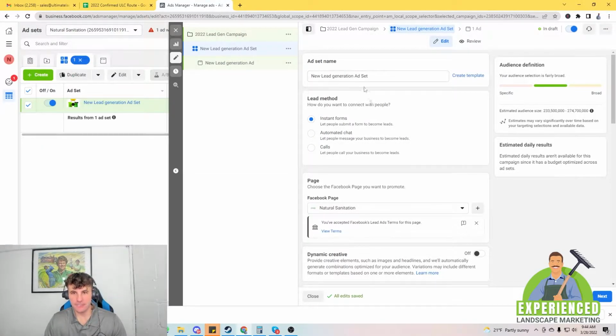Okay. Now, here are the lead types: instant forms, automated chat, and calls. The automated chat is right there in the middle of the three that I just spoke about. The easiest forms of leads to get are the instant forms, because all they have to do is press a button on their Facebook app and it will automatically input the data that they're sending to you.